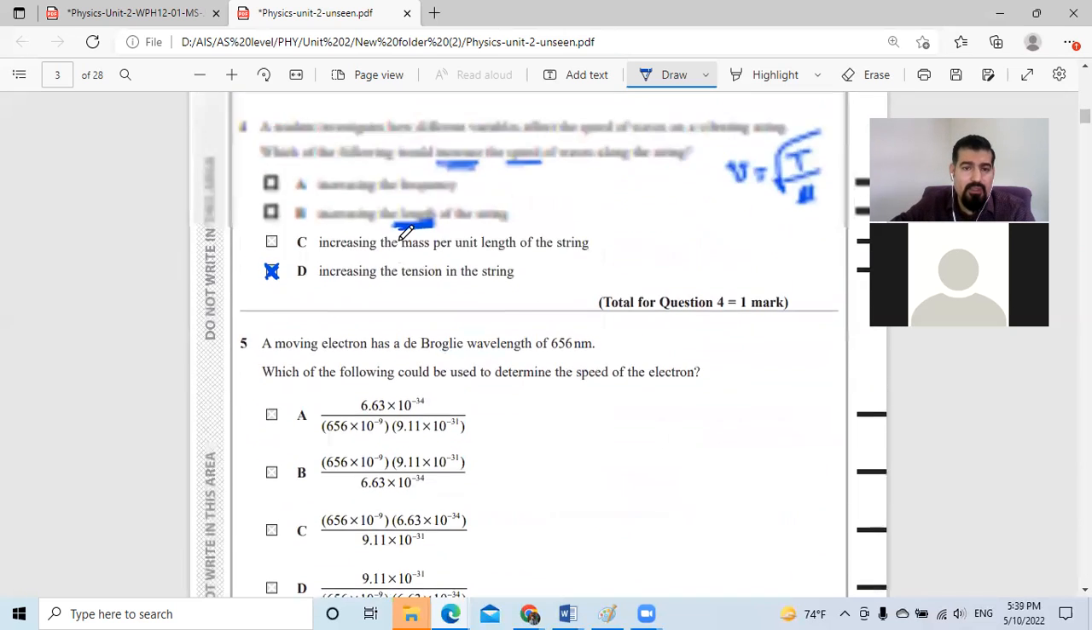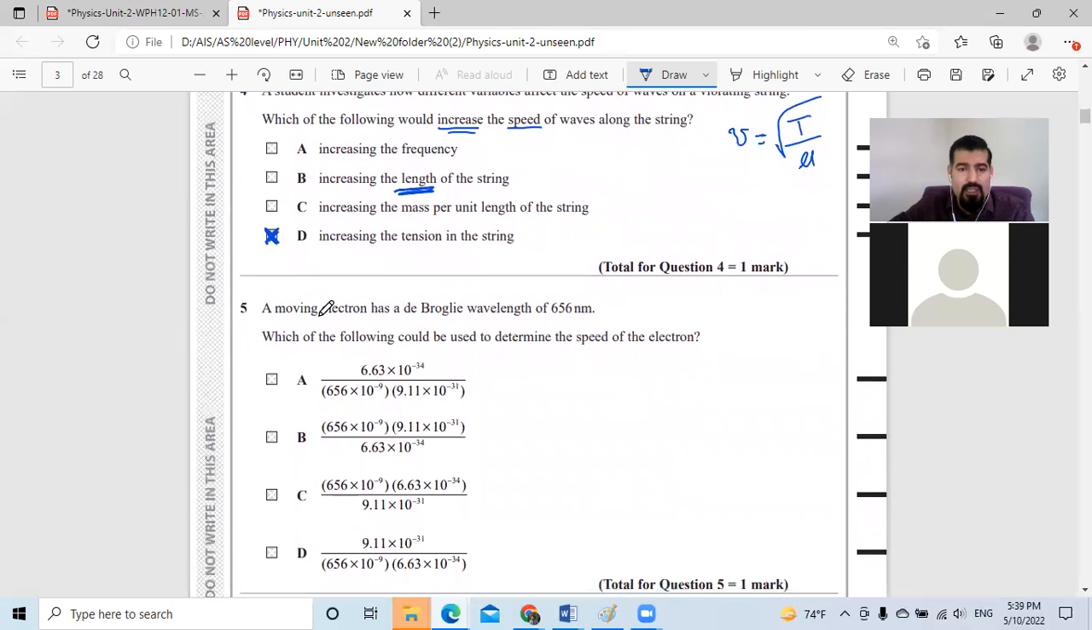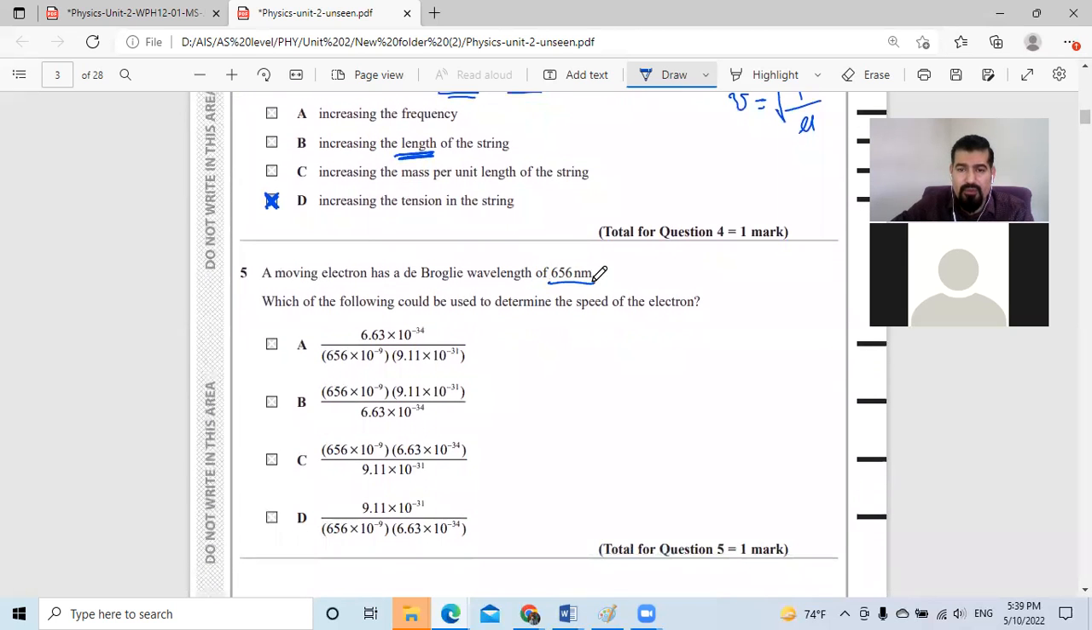Let's go back to question number 5. What do they ask? A moving electron has a de Broglie wavelength lambda. Which one of the following could be used to determine the speed? We know that wavelength equals Planck constant divided by momentum. Momentum equals mass times velocity. They ask about the speed or the velocity. That means the velocity equals Planck constant divided by m lambda. So Planck constant is on the top. The answer is A.